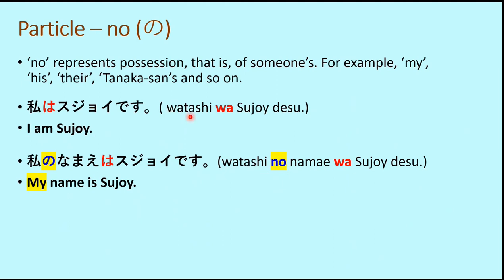Earlier it was watashi wa, because watashi was the subject and this wa followed this subject. Now in my name, name is the subject, so wa will be after namae, and watashi will be followed by no, which gives the meaning of my, that is, possession of I. The possession form of I will be my, and thus it becomes watashi no namae wa Sujoy desu.